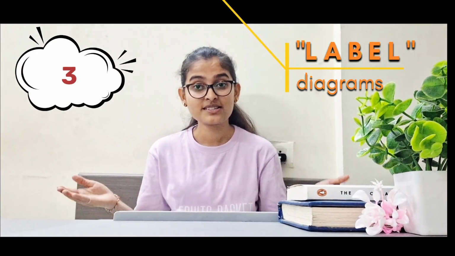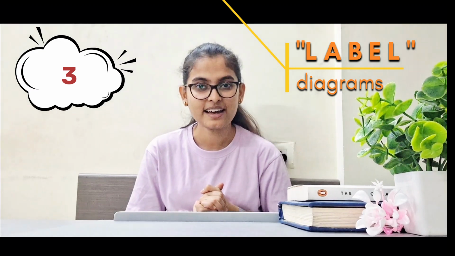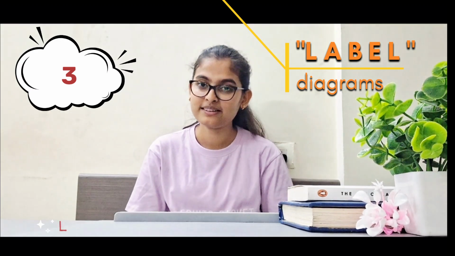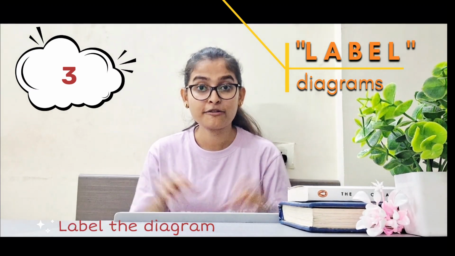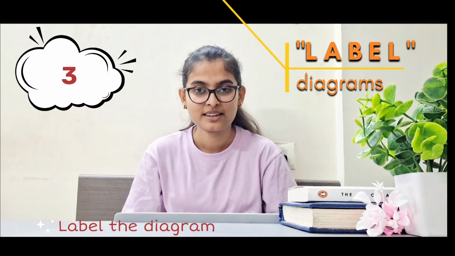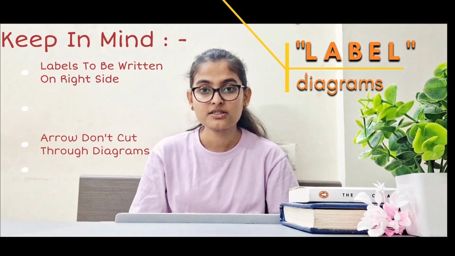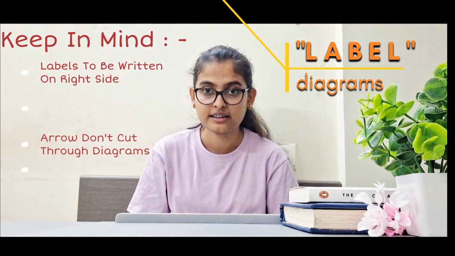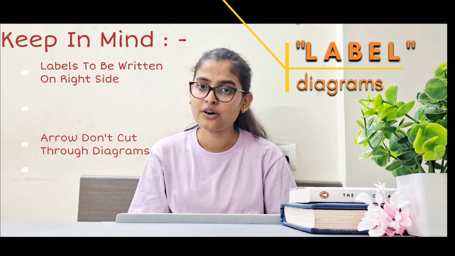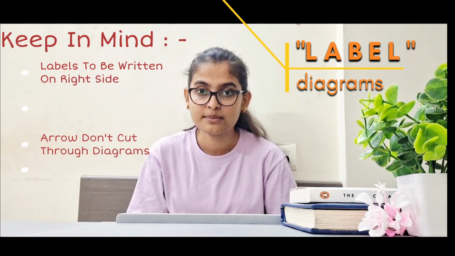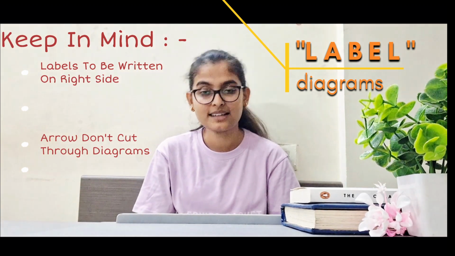Tip number 3. Labelings. The most salient point in drawing the diagrams is to label the diagram. This is a kind of must-do task. If possible, one should always write the labels on the right-hand side of the diagram. Also make sure that the arrows for the labels do not cut through the diagrams.